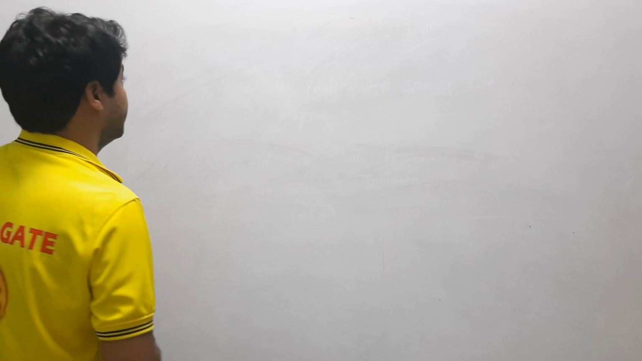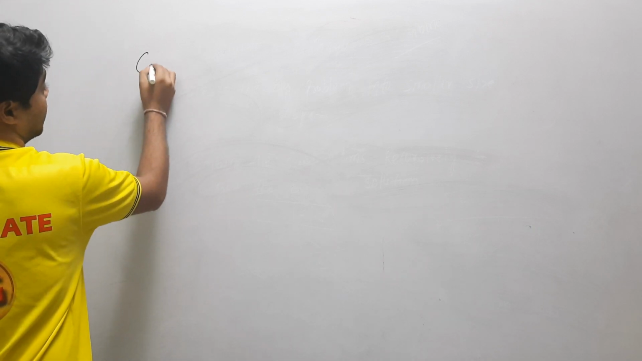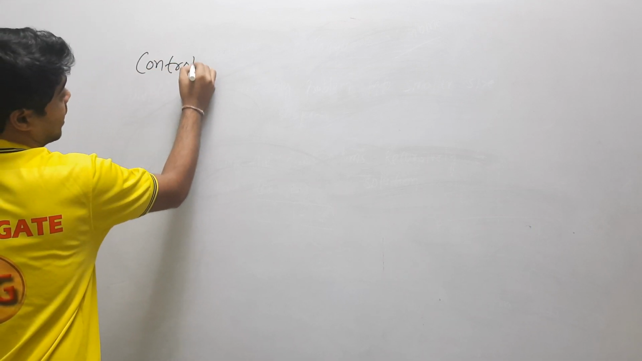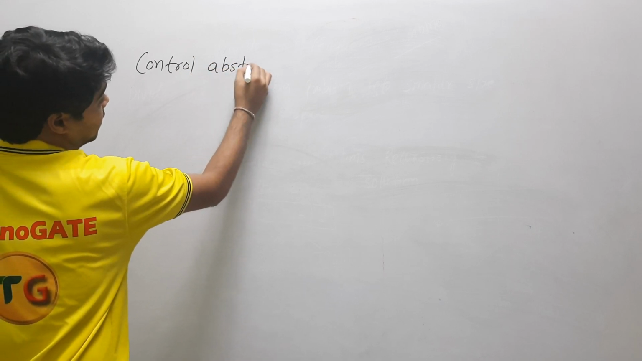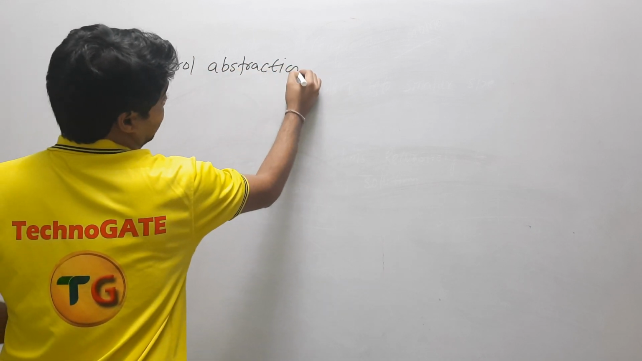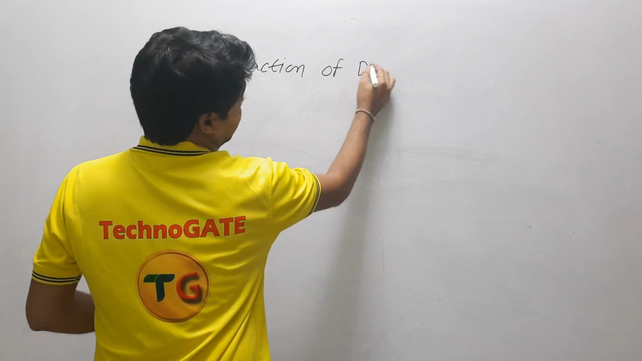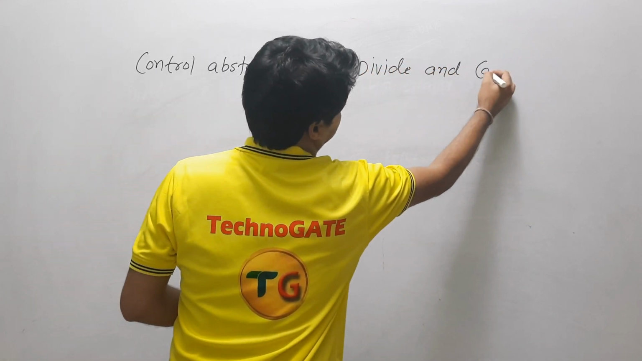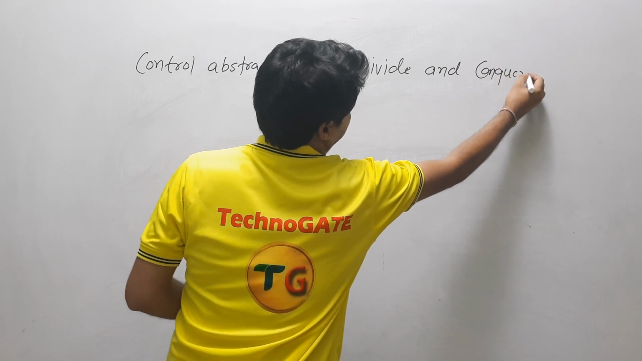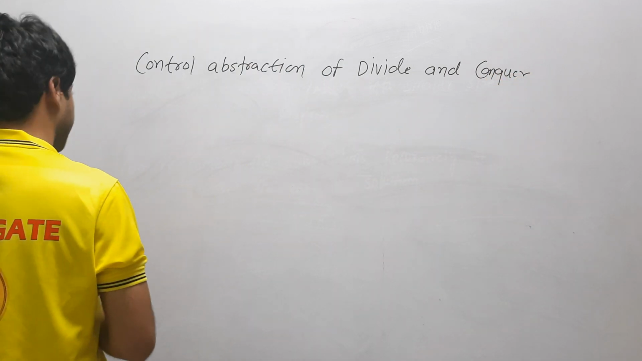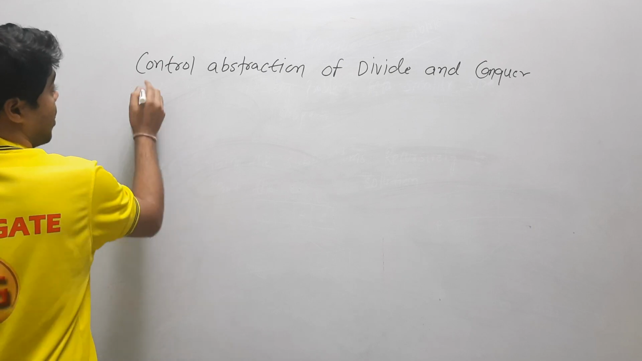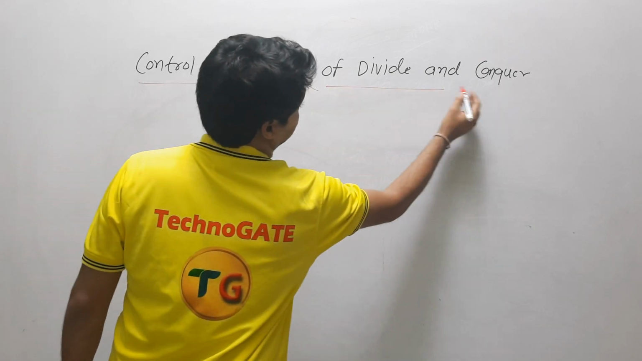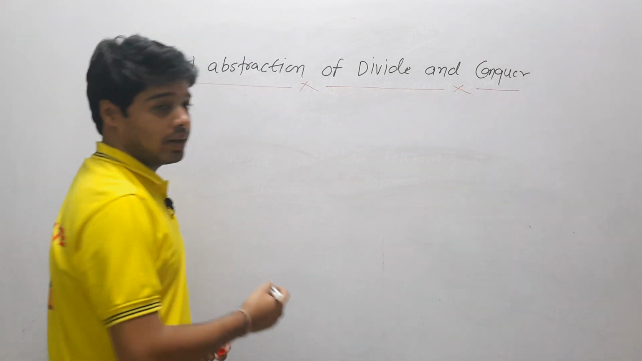So next one is control abstraction of divide and conquer. Control abstractions of divide and conquer here. So how does it work? Let's see.